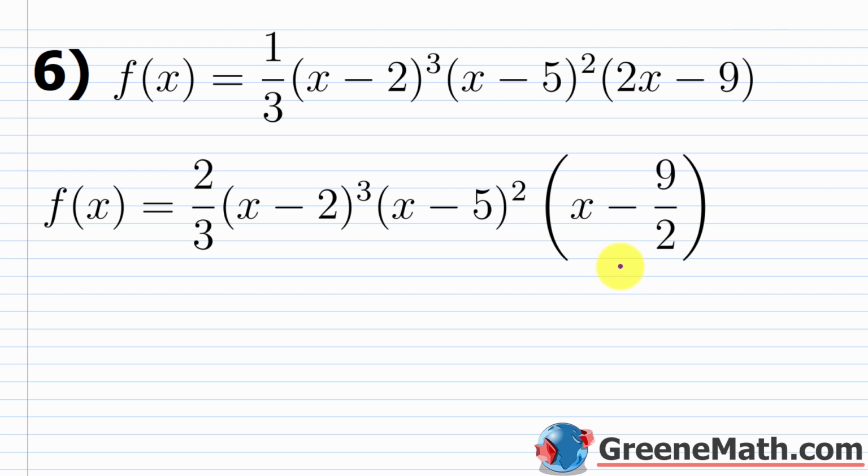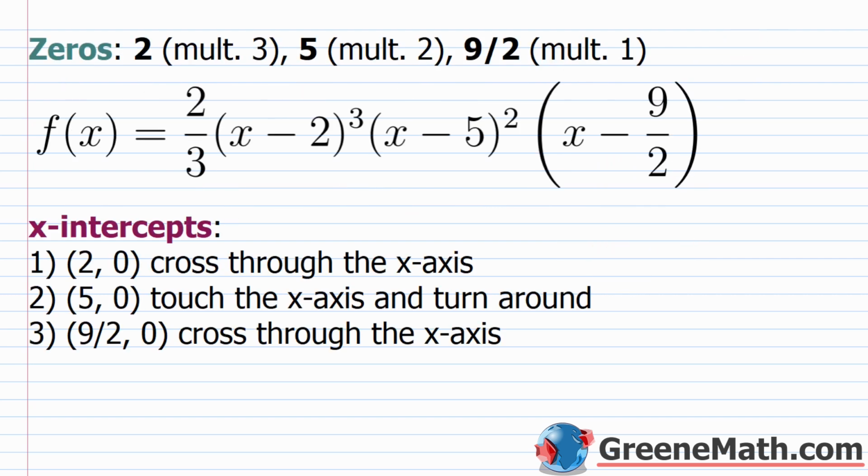So now that you have this in factored form, again, you can very easily get these zeros. So f of x equals 2/3 times the quantity x minus 2 cubed times the quantity x minus 5 squared times the quantity x minus 9 halves. So you have a 0 of 2, and again, the multiplicity would be 3 coming from that exponent. You have a 0 of 5, the multiplicity would be 2, again, coming from that exponent. And then you have a 0 of 9 halves, and the multiplicity would be 1. Again, you could put an exponent of 1 there for clarity.